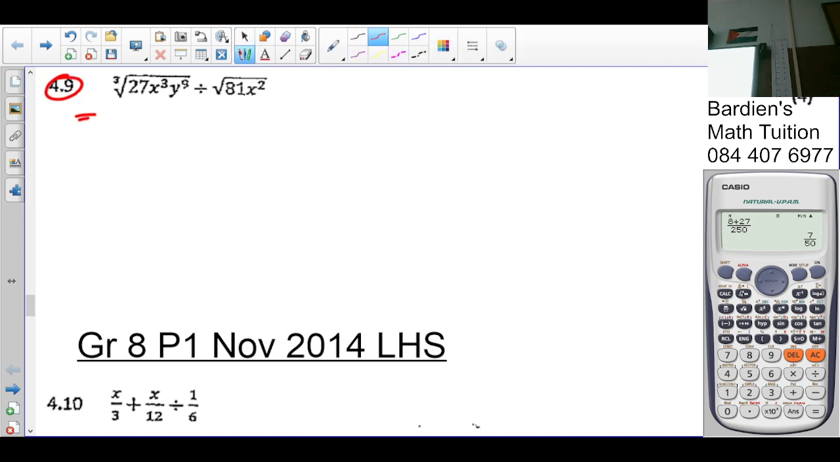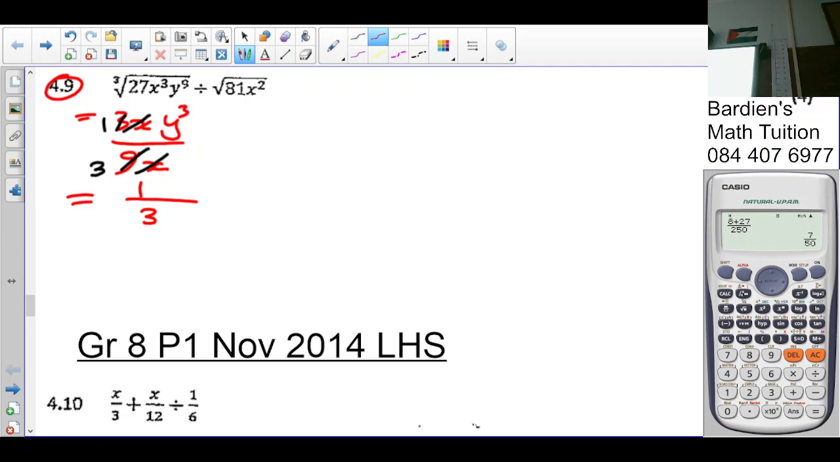4.9. What's the cube root of 27? 3. The cube root of x cubed? x. Cube root of y to the 9? y cubed. So the cube root of 27x cubed y to the 9 is 3x y cubed. It must be divided by square root of 81? 9x. So 3 goes into 3 once, 3 goes into 9? 3 times. So it's 1 over 3. We say more x's. They cancel out.